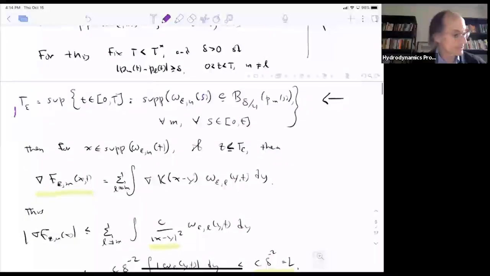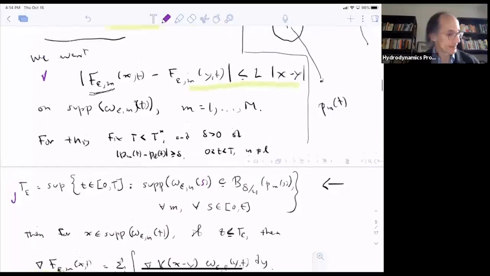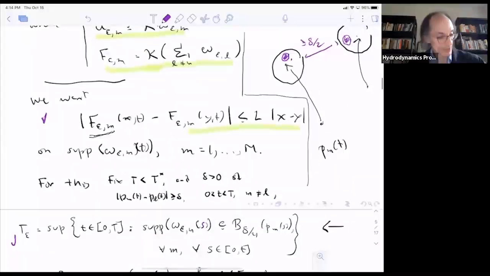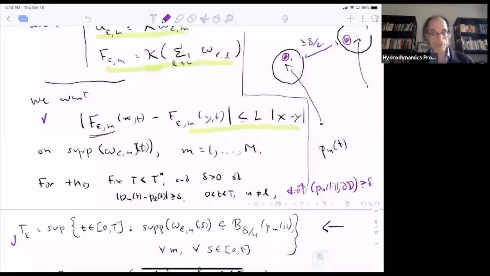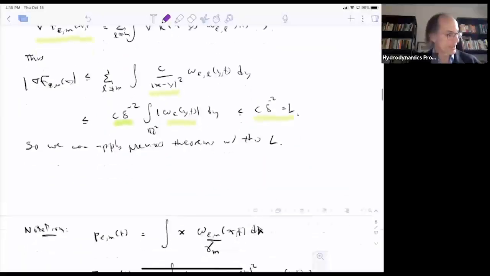So here was the definition of t epsilon, and I would have to add another condition: the distance of the support away from the boundary of the domain is at least delta, say. Or rather, in the definition, I would say the distance of P m of t from the boundary is bigger than delta for every m and for every t. Okay, good. And so then we verify Lipschitz continuity.